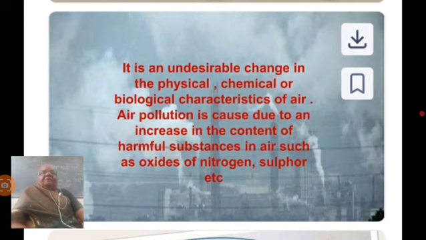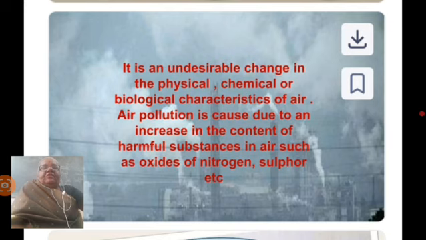When do you say air is polluted? It is an undesirable change in the physical, chemical or biological characteristics of air. See, unpolluted air has certain permissible values, a particular composition of physical parameters, chemicals and biological characters. And if there is an addition of some of these physical or chemical or biological characters which will bring down the quality of air or which increase the content of harmful substances in air, such as oxides of nitrogen, sulfur, etc., then we say air is polluted.